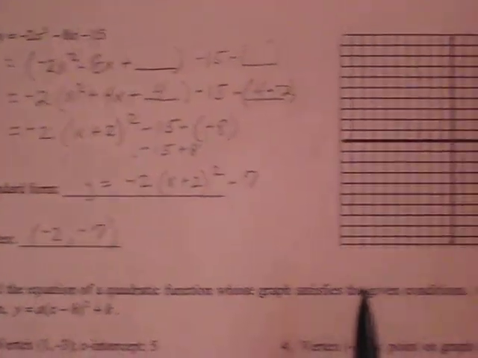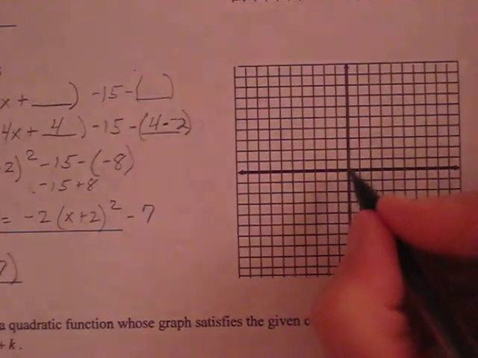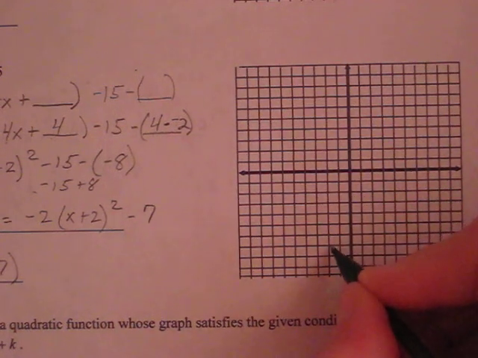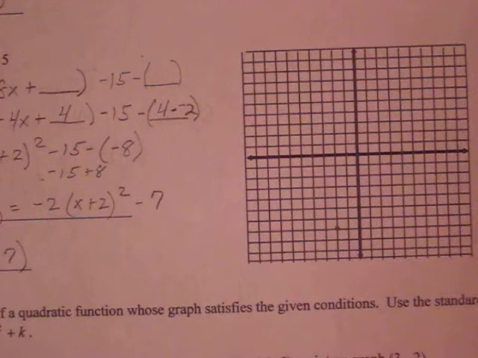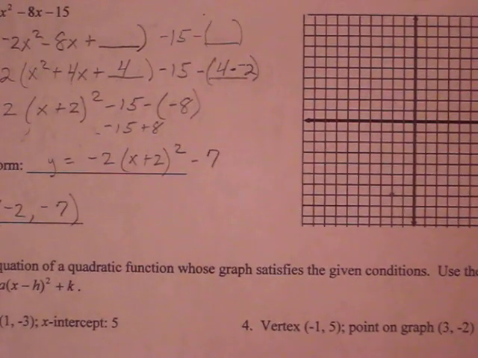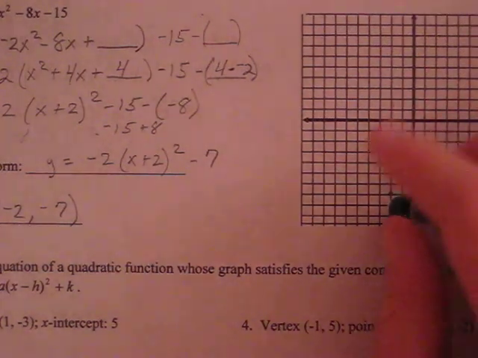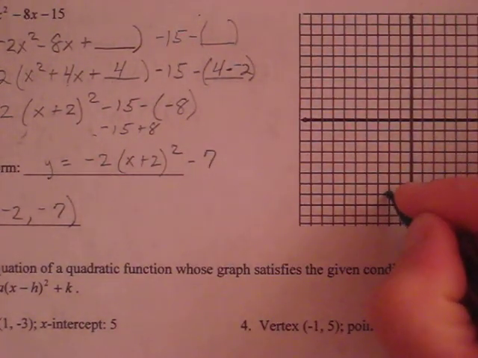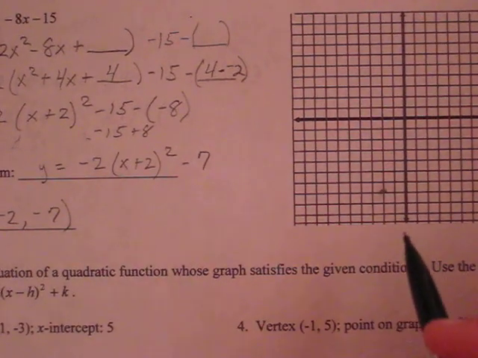Now when we graph this, we go to the vertex, and I say -2, -7, and I notice that this is going to come off the graph, so I'm going to change what I'm counting by here, or actually we'll just leave it the same. Okay, and you guys know how to graph this.